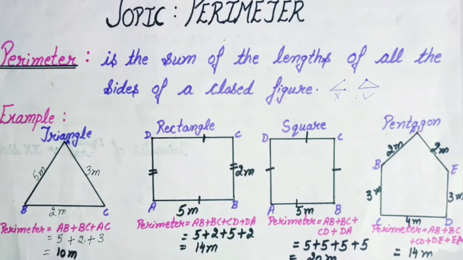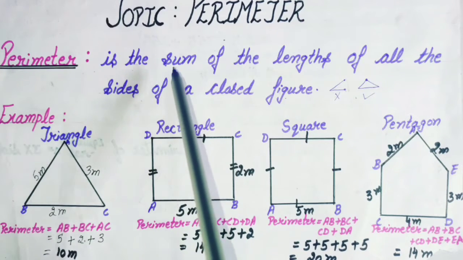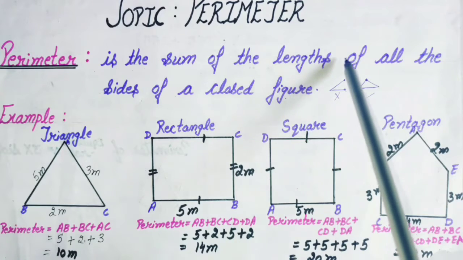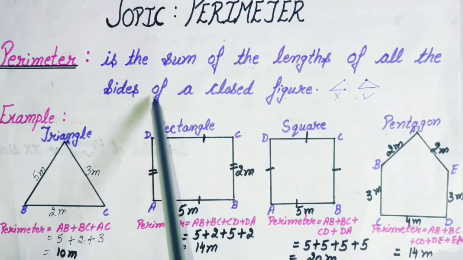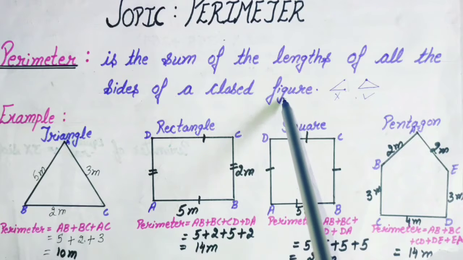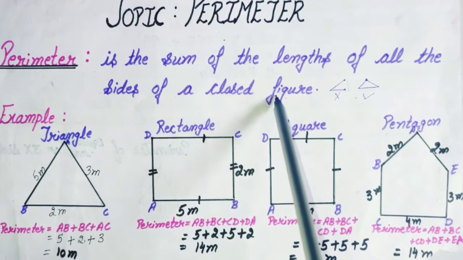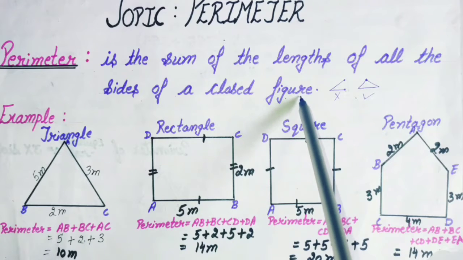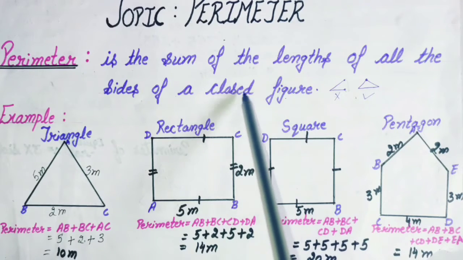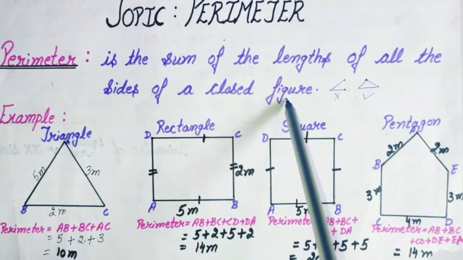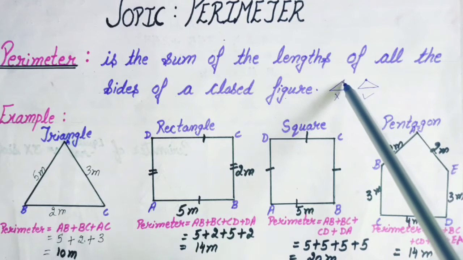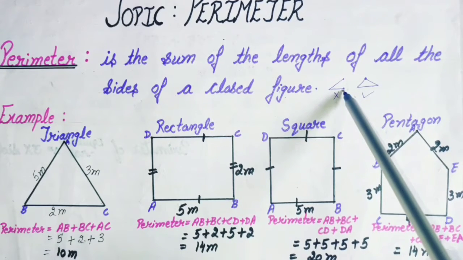Today we will start a new topic, that is perimeter. So what do you mean by this word perimeter? Perimeter is the sum of the lengths of all the sides of a closed figure. First of all, we should be aware of the term closed figure. Class, or the students, a closed figure is that figure in which the starting point and the ending point are the same.